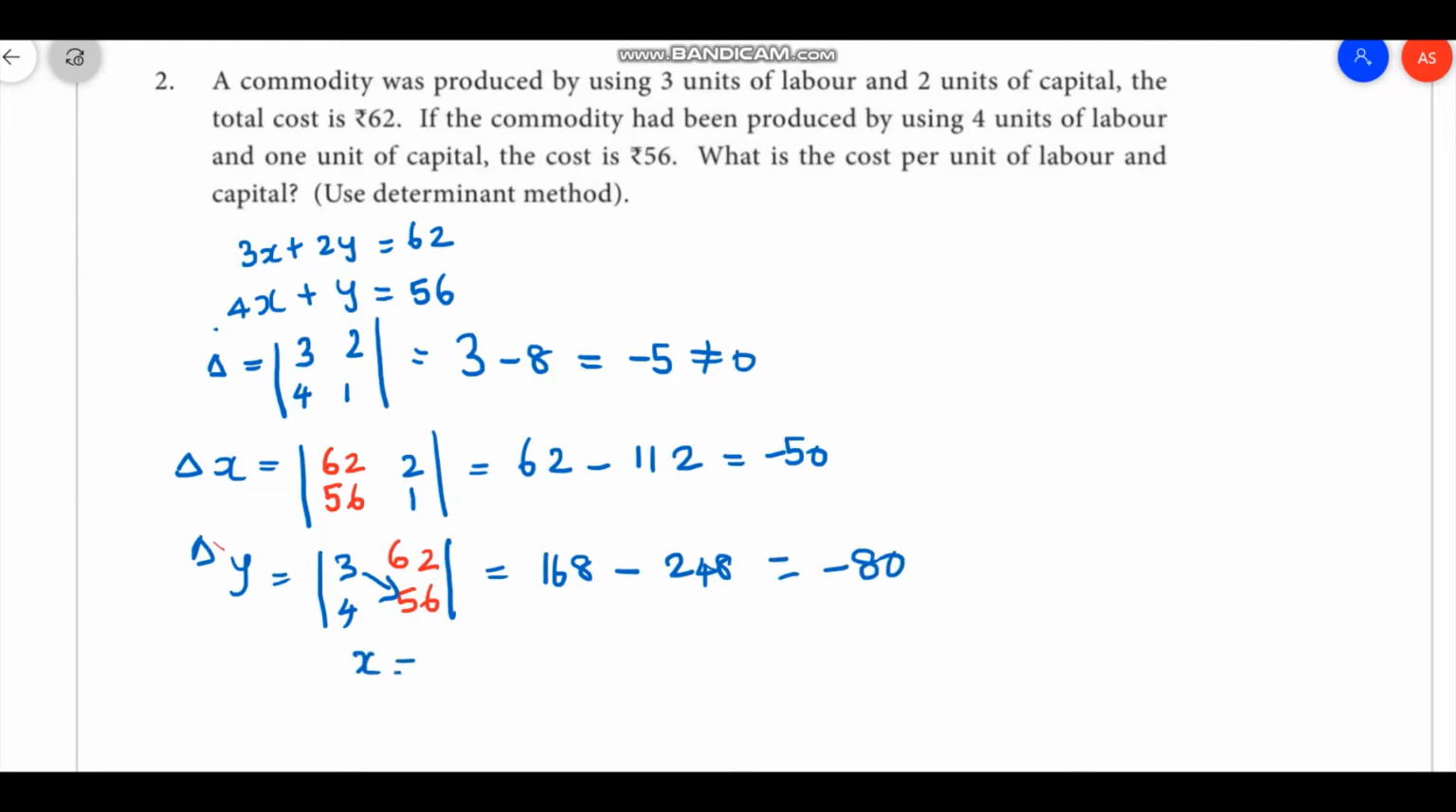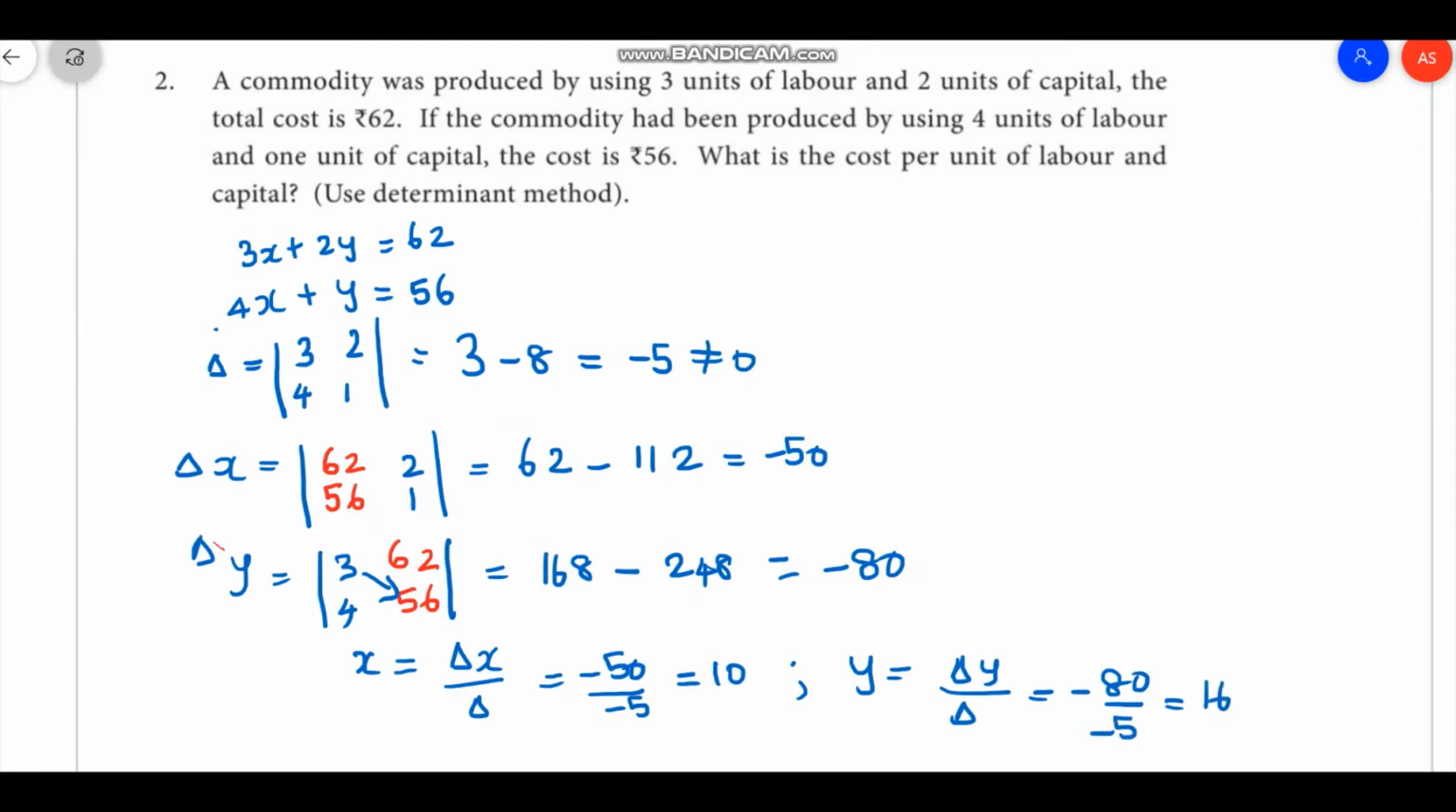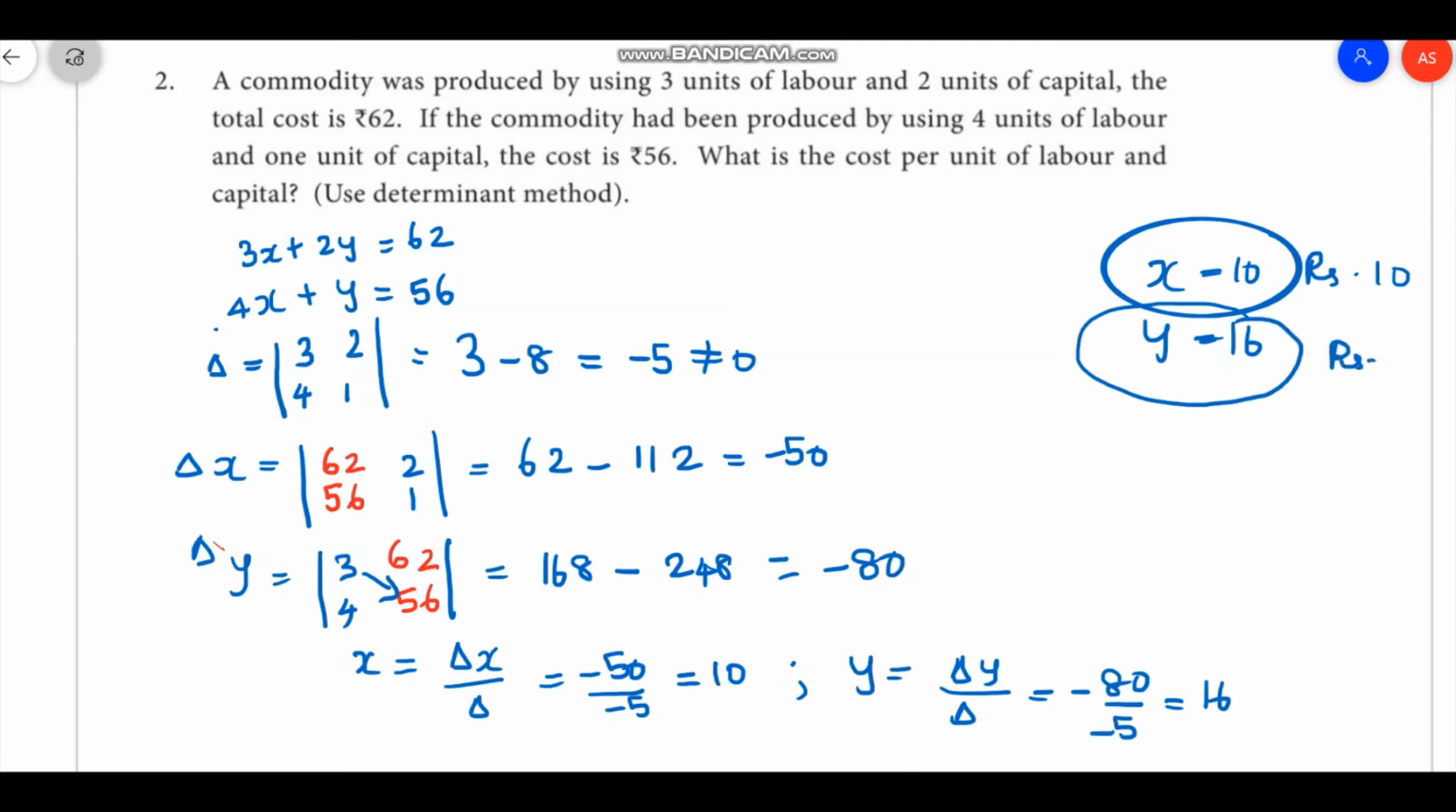Now let me find out X and Y. What is X? Delta X by delta, which is minus 50 by minus 5, which is 10. And let me find out my Y. Y is delta Y by delta, which is minus 80 by minus 5, which is 16. So what is my conclusion? My X value is 10 and my Y value is 16, which is nothing but the cost per unit of labor and capital: the cost for labor is rupees 10, and the cost for capital is rupees 16.